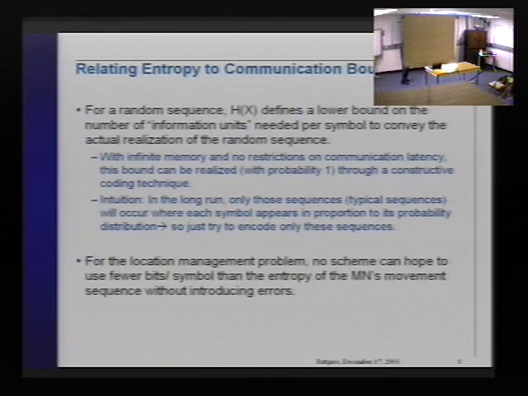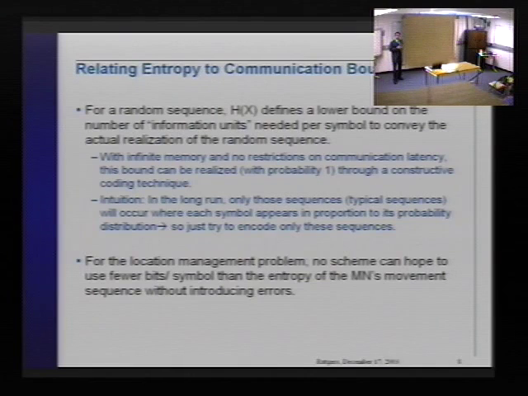Again, for those of you who don't directly have extensive exposure to communication theory, the basic idea is that in the long run, only those sequences where the number of symbols appears in proportion to the probability of occurrence of those symbols, only those sequences will appear likely. I mean, those are the typical set of sequences that happen. So you only need to care about those.